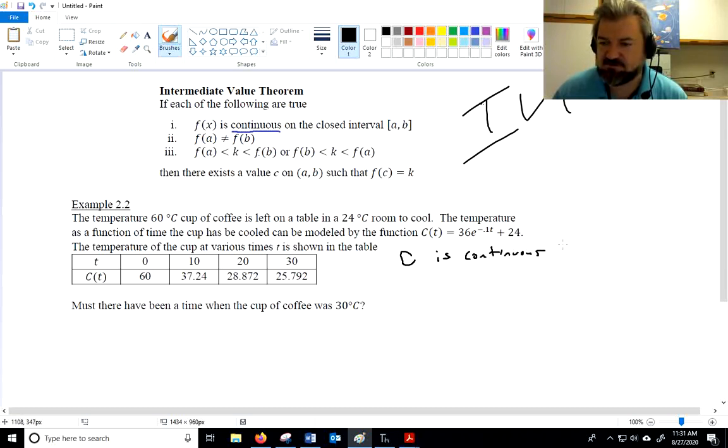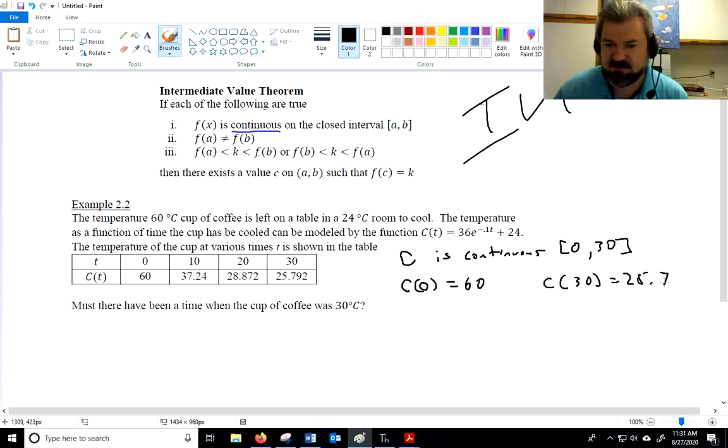and I need it on a closed interval. So I will say that, 0 to 30. Yeah, it's continuous on negative infinity to infinity, but we're going to say a closed interval because that's what the theorem says. Next, I need to show that f of a is not equal to f of b. So C of 0 is 60, and C of 30 is 25.792.